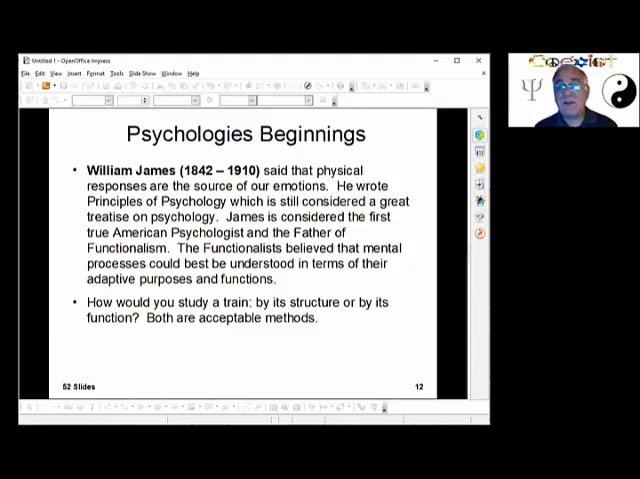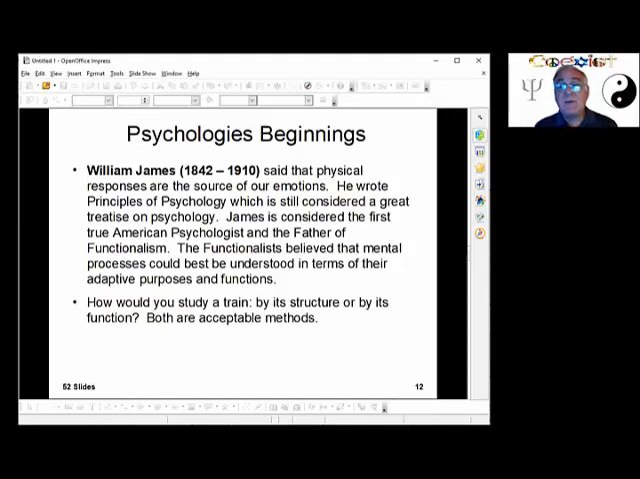So James is considered the first true American psychologist and the father of what he called functionalism, not structuralism. So he created this idea that the function of the brain is more important than the structure of the brain. The functionalists believed that mental processes could best be understood in terms of their adaptive purposes and functions. Now, we're talking about 1842 to 1910.